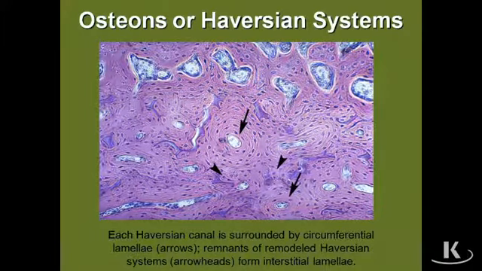Mature bone basically consists of a series of Haversian systems, and mature bone undergoes a constant process of remodeling generated by the activity of osteoclasts and osteoblasts. So in this histologic image, we see that a Haversian canal is surrounded by newly formed circumferential lamellae at the arrows, and interspersed between those Haversian systems are remnants of remodeled Haversian systems that form interstitial or older bone lamellae.